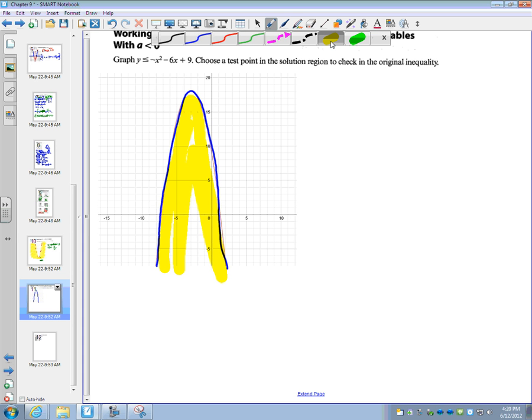Okay, next it asks me to do a test point. And once again, I'm going to choose a test point pretty intelligently, hopefully. Okay, so I'm going to choose a point where my x is 0. So let's do 0 and negative 5.